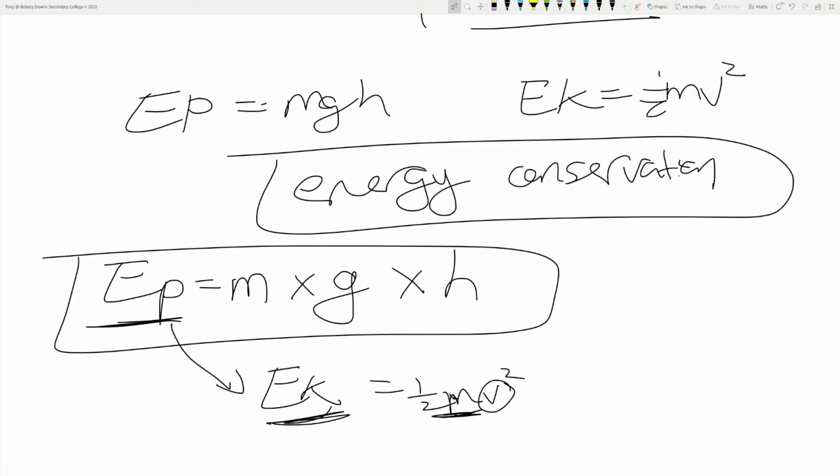Does area equal base times height? Yes. And if it's a triangle, don't forget to halve it. Half times base times height.